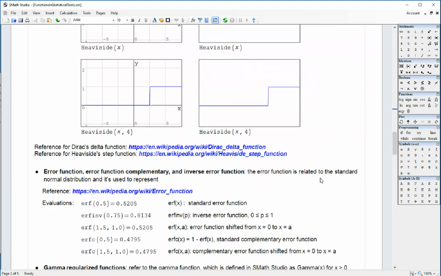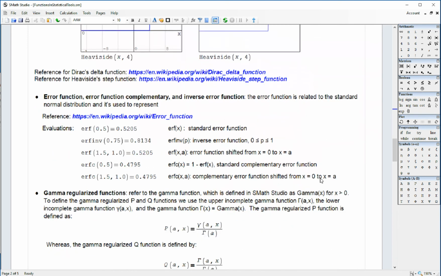The error function is a function that's related to the normal distribution. There's the standard error function written as ERF. There's the inverse, when P is a probability, or sort of a number between 0 and 1. The error function can be shifted at point A. There's something called the complementary error function, which is 1 minus the error function. And that complementary error function can be shifted about x equal a. Again, you can find information about the error function in Wikipedia, the same as Dirac and Heaviside.